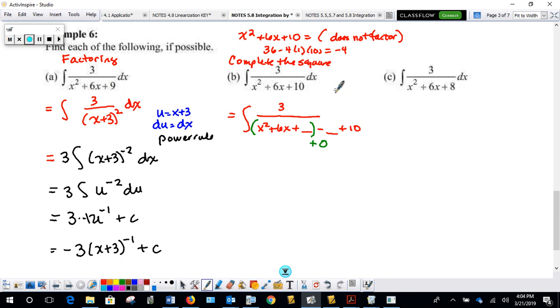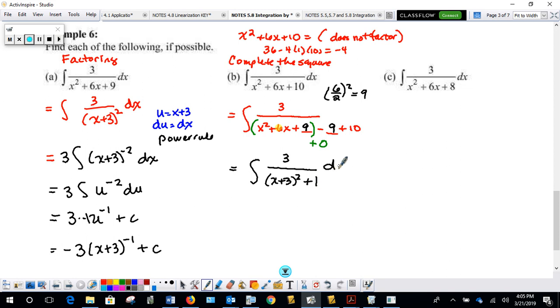But if you remember your technique from completing the square from Algebra 2, you take your middle term coefficient, the 6, you divide that by 2, and then you square it to figure out what you get to add here. And what I add, I am going to subtract, because you have to balance it so that your net is 0. So what that does for me is it gives me 3 over (x plus 3) squared, and then minus 9 plus 10 is plus 1.